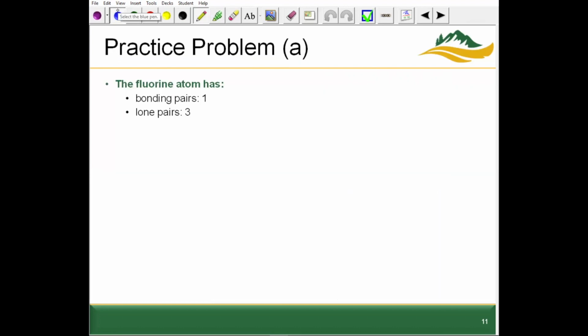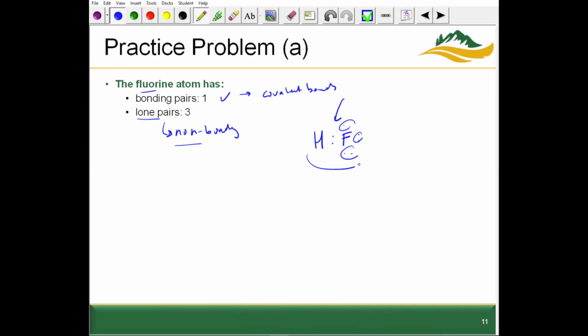So our final answer here, just looking at fluorine: there's one bonding pair and three lone pairs, which are our non-bonding pairs. Lone pairs are non-bonding; bonding pairs are what form those covalent bonds. And again, HF is a molecular compound, so we'll see true covalent bonds between the atoms versus ionic compounds.